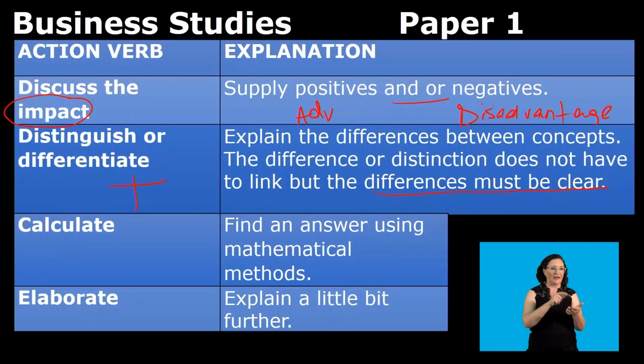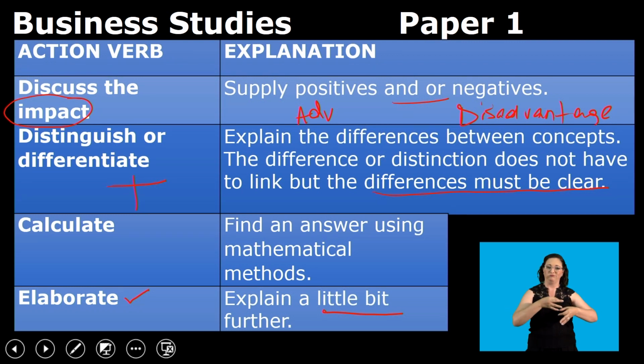All right, and then the other action verb would be calculate. So you need to find an answer using a mathematical method. And then when they say elaborate, here you explain a little bit further, unlike just defining. So here you are elaborating, you are expanding on your definition or on your explanation. Normally you get a question that says elaborate. So just know that you have to go a bit further.